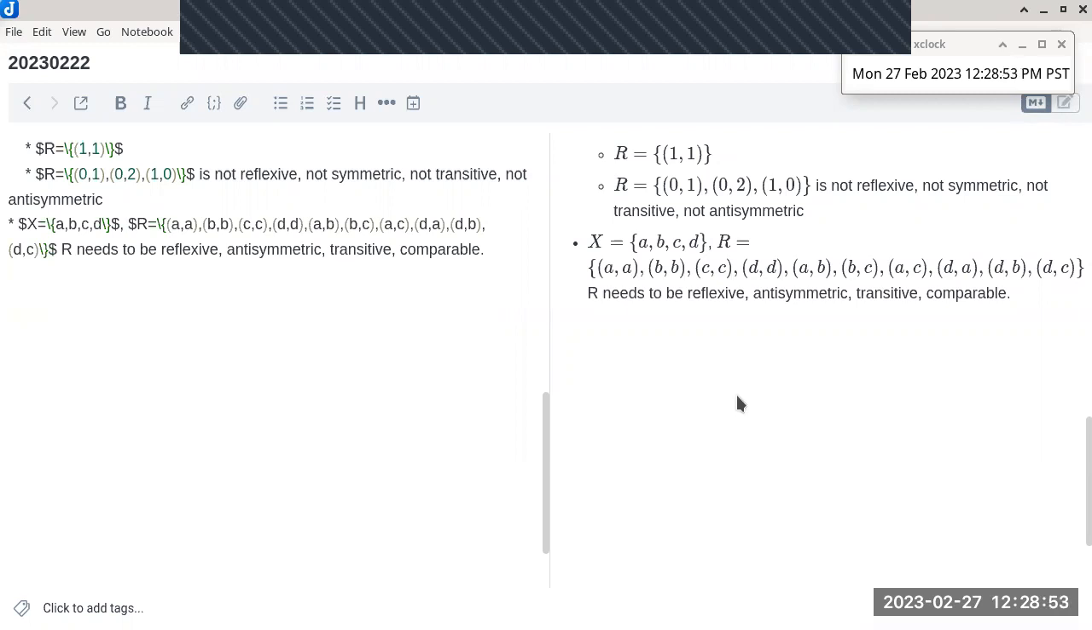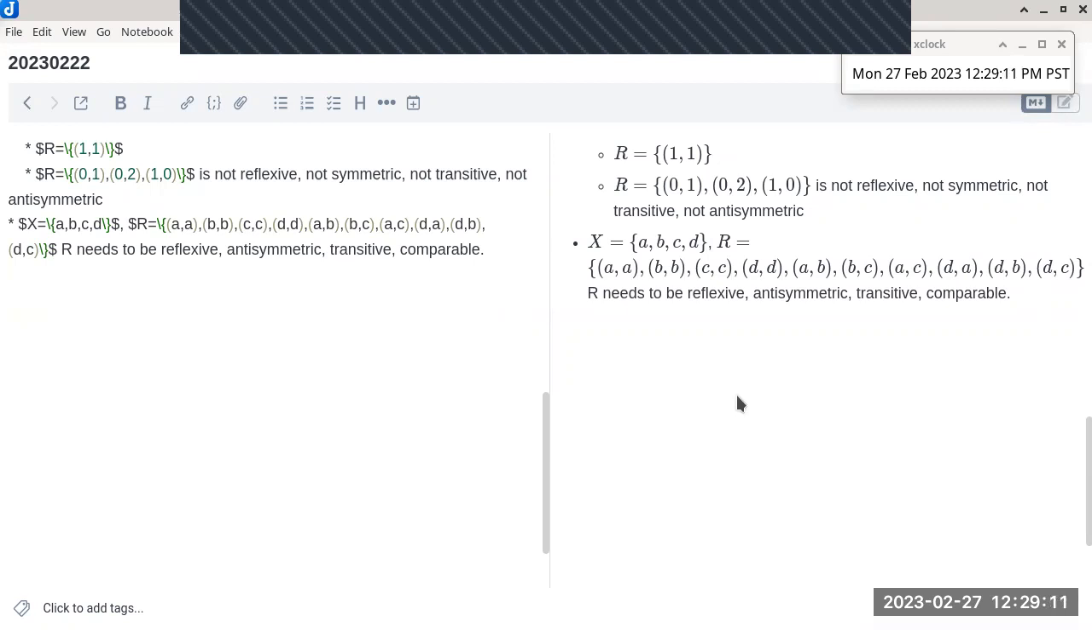Yes? So asymmetric does not matter for both of these, for partial ordering and total order? That is correct. Symmetry is not needed here. In fact, the moment you throw in symmetry, you automatically lose antisymmetry.